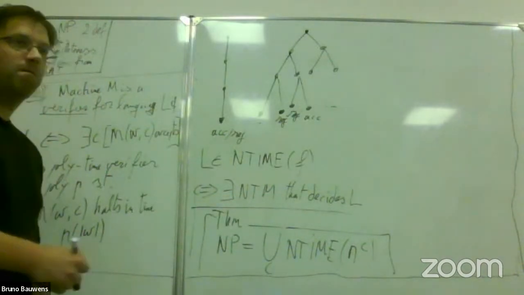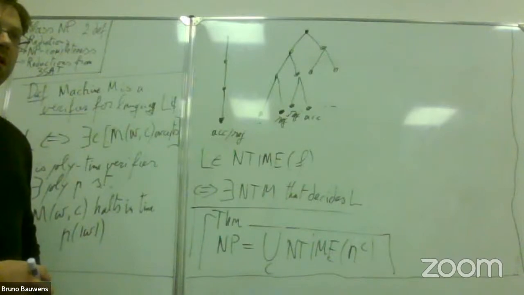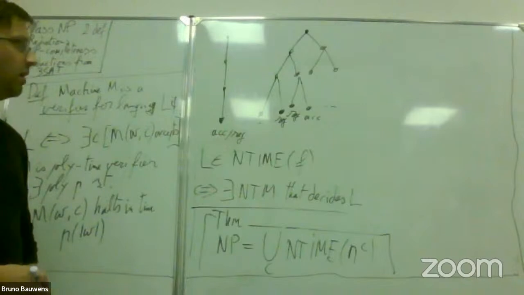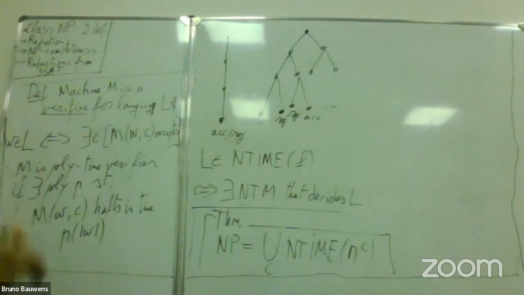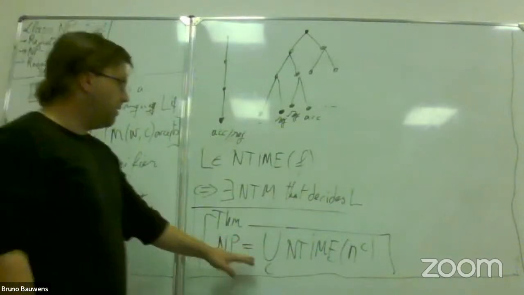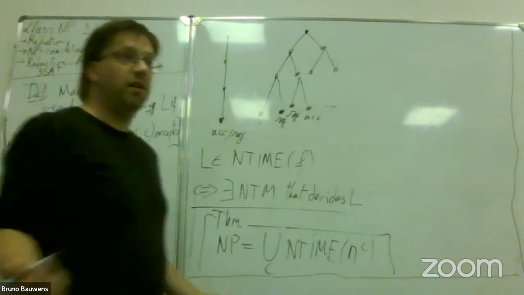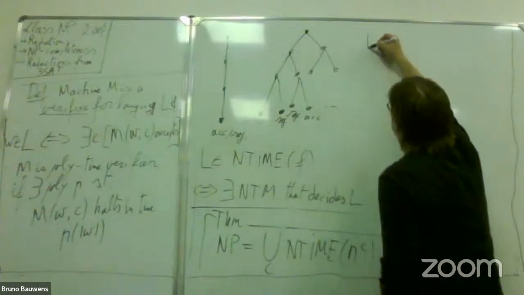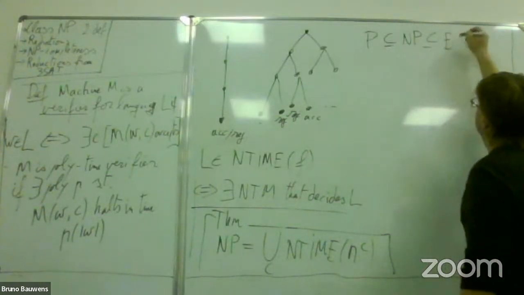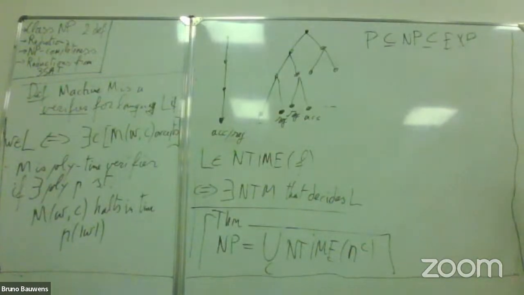And is a non-deterministic Turing machine that takes X space. Okay, that's a good remark. And so we've proven they are equivalent. Let us prove some inclusions. So let us prove these inequalities.